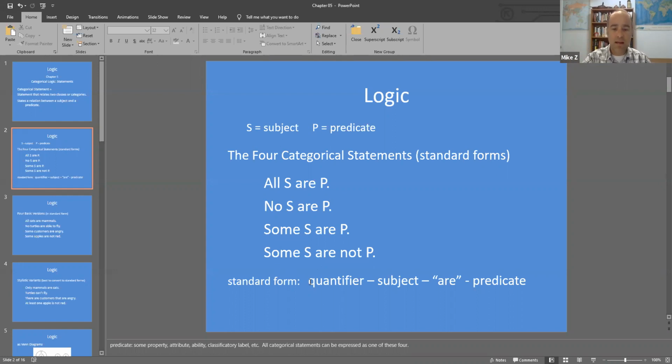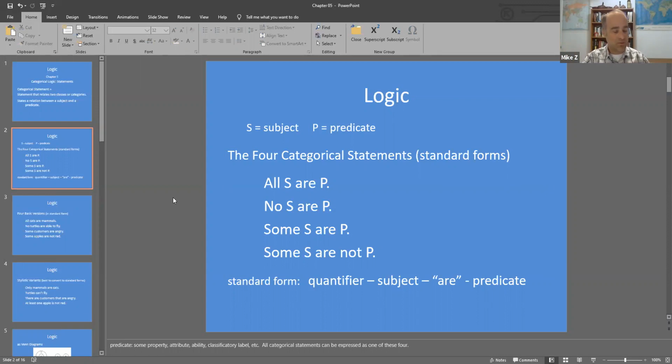Notice that all four of these standard forms of the categorical statements have the same basic pattern. They start with a quantifier, as we call it. That would be all, no, or some. And by the way, this is going to become relevant later. The all quantifier and the no quantifier are called the universal quantifiers because they apply to everything. It's either all, so everything, or no, so nothing. Those are universal, as opposed to the some quantifier, which is called the particular quantifier.